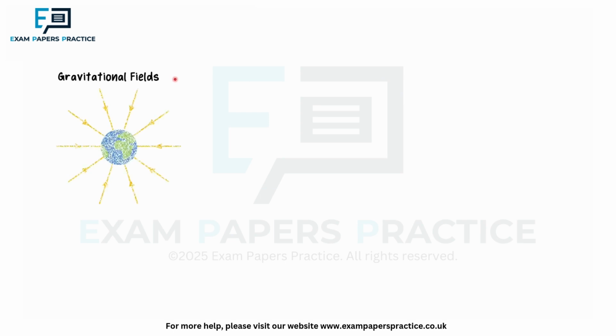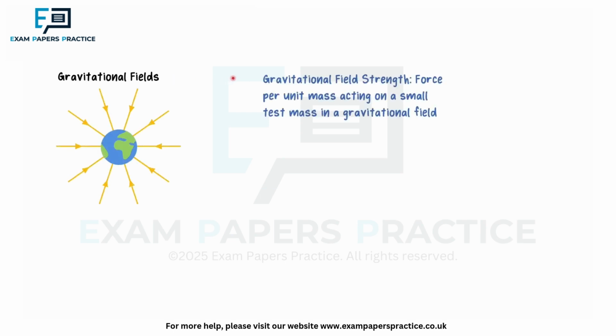Gravitational field strength is defined as the force per unit mass acting on a small test mass in a gravitational field. That means that if I place a small test mass, let's say right here, it will experience a gravitational force proportional to its mass. The test mass itself is defined as so small that it doesn't affect the field it is placed in.